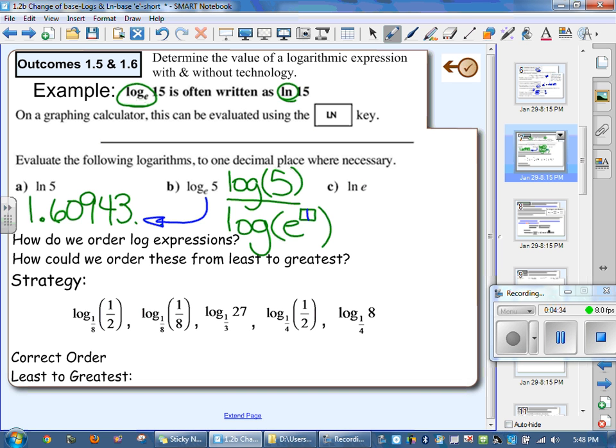So that means that if we have log base e, it means the exact same thing as ln. Okay, that's what it's proving to us. Let's try the other example here.